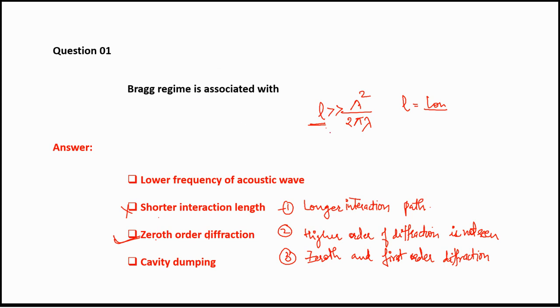The second thing is, in the case of Bragg regime, when something passes through the Bragg cell and the whole process occurs, we only get zeroth and first order diffraction and not the higher order diffractions. So therefore, zeroth order diffraction is the only thing which we see, because first order anyway is not given in the options. The third is, this whole process is followed when we talk about the cavity dumping. Okay, so these two are the right options for this question.